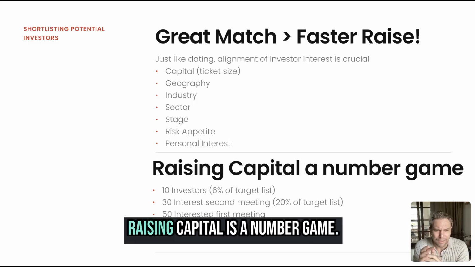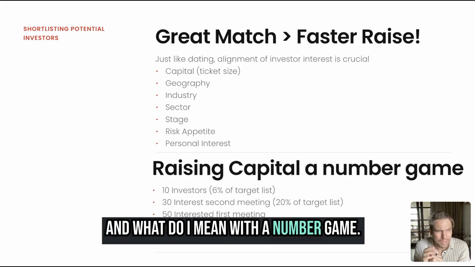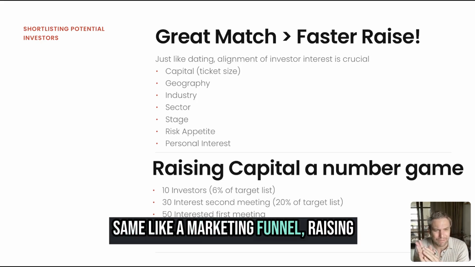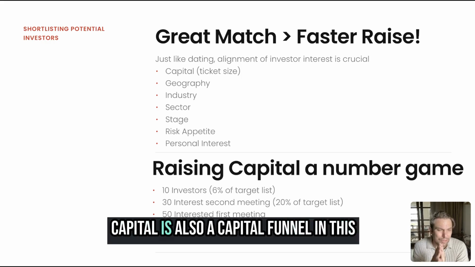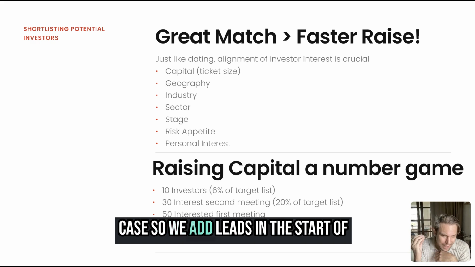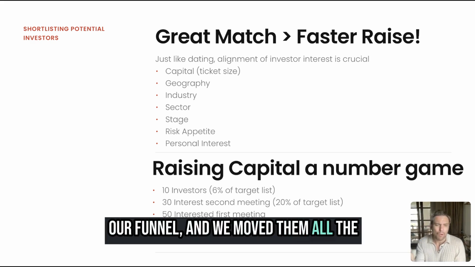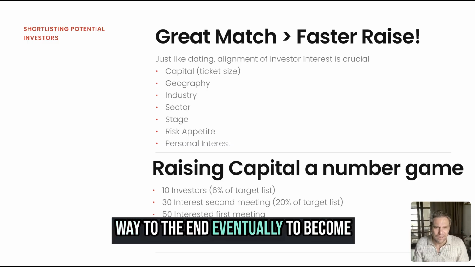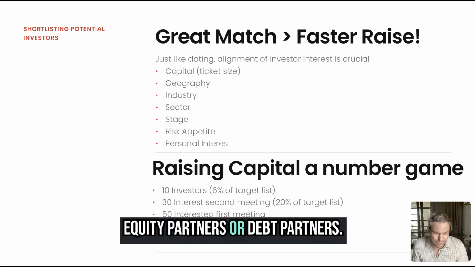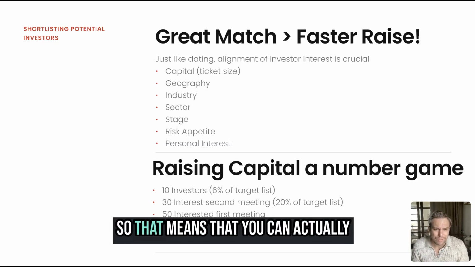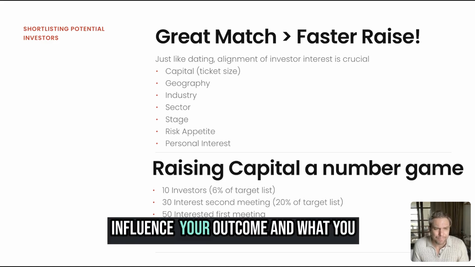Moving to the next one. Raising capital is a number game. What do I mean with a number game? Same like a marketing funnel, raising capital is also a capital funnel in this case. So we add leads in the start of our funnel, and we move them all the way to the end, eventually to become equity partners or debt partners. So this means that you can actually influence your outcome.